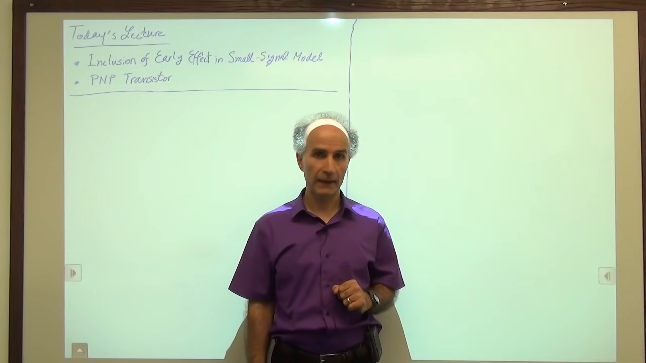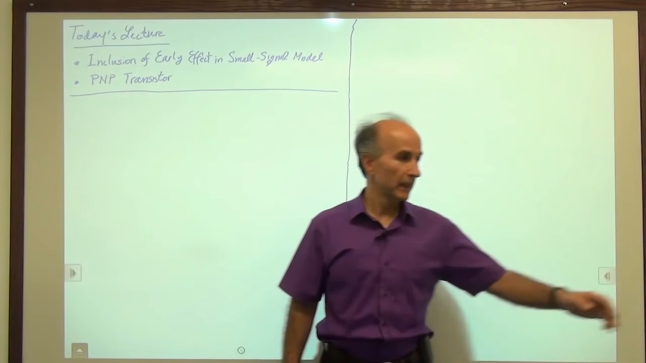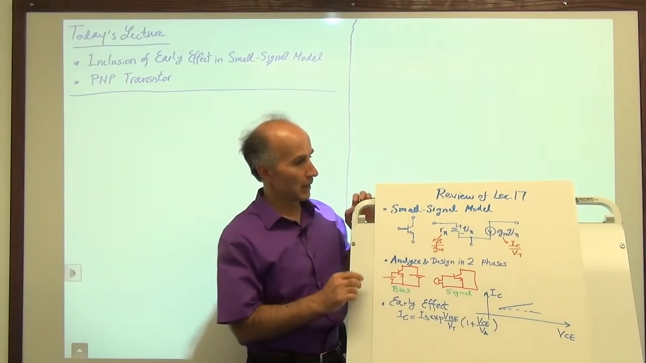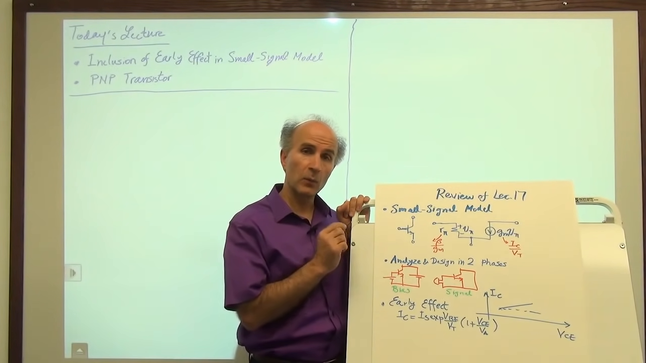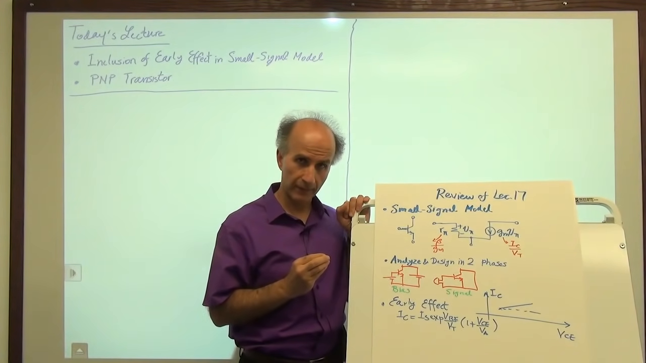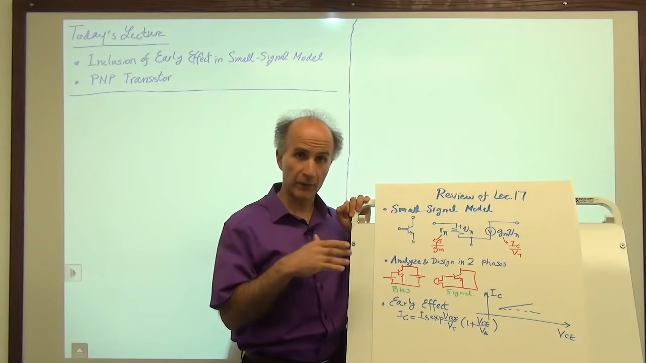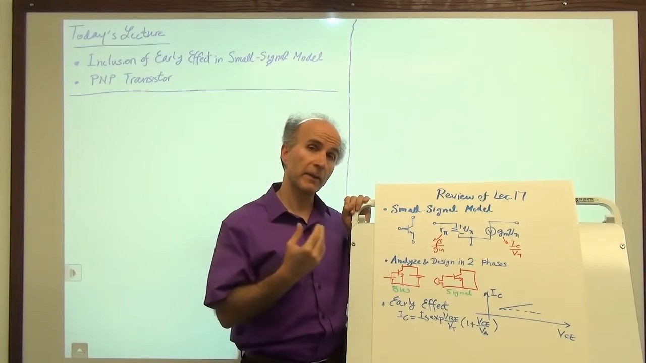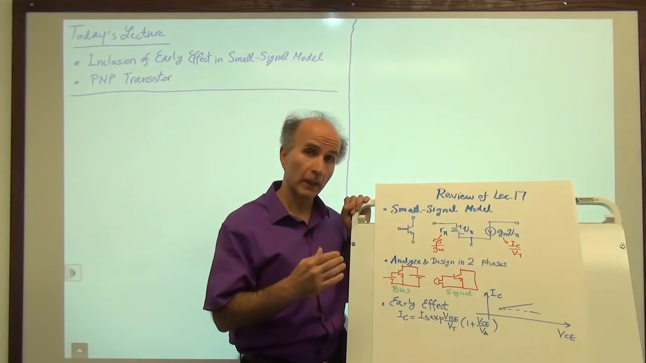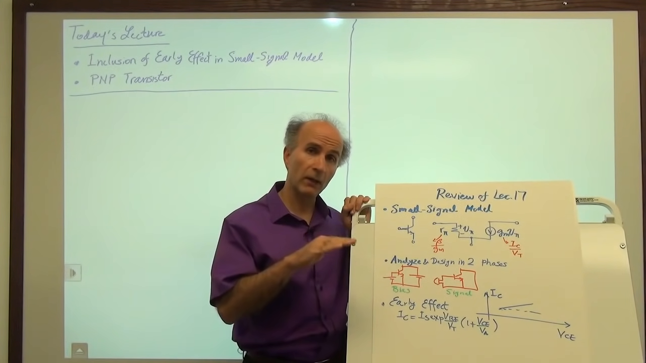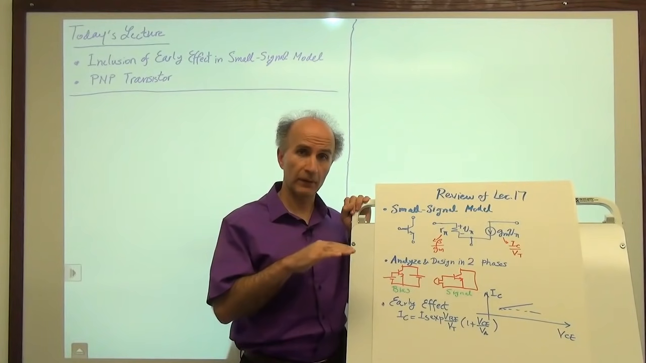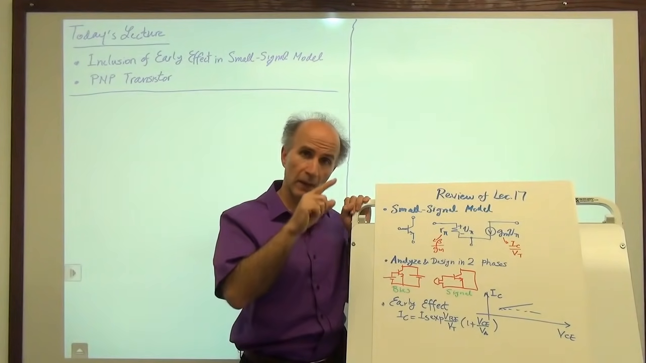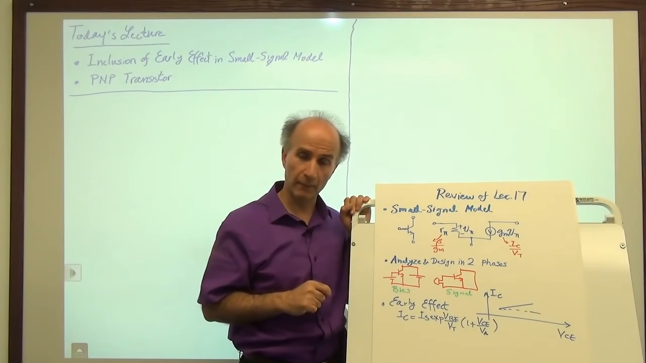But before we go there, let's take a look at what we covered last time. Here's a quick review of lecture number 17. So we said that when we have biased bipolar transistors, and there's no signal, we have a certain current in the collector, we also have a certain base emitter voltage. Now when the signal comes in, and the signal is small, it produces a perturbation around the operating point. For example, the collector current might be at 1 milliamp, and as a result of the microphone signal, it just goes up and down by a few tens of microamps.